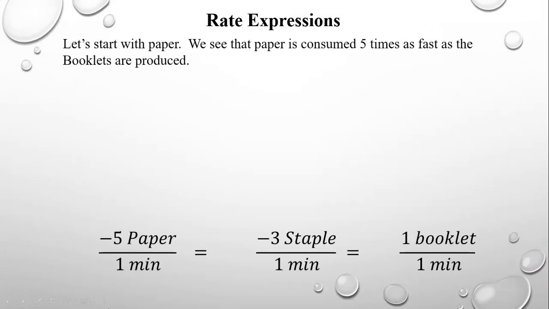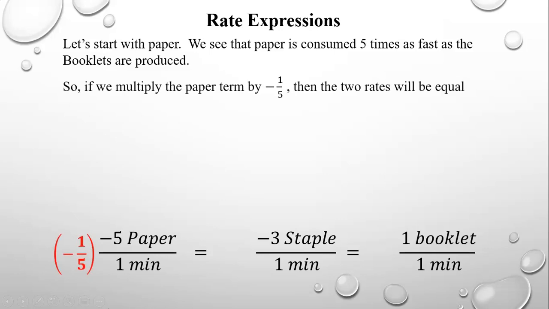So let's start with the paper. We see that the paper is consumed 5 times as fast as booklets are produced. So in 1 minute, you're going to use up 5 pieces of paper, and you're going to produce 1 booklet. So each piece of paper is being used up at 5 times the rate as a booklet is being produced. So if we multiply the paper by the term -1/5, then the 2 rates will be equal. In other words, -1/5 times -5 will give you 1. So you'll have 1 paper per minute. So that's how you set the rate of the paper equal to the rate of the booklet.